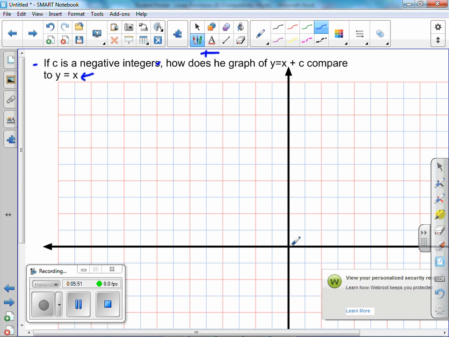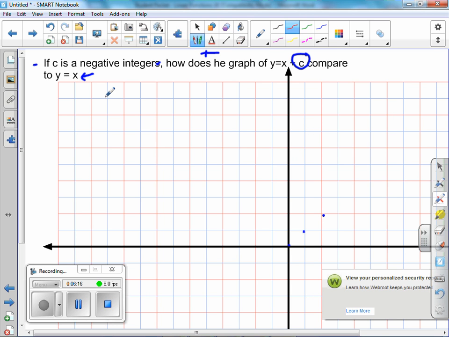So that means you could go from the origin, up 1 and over 1, up 1 and over 1, and so on and so forth, and you could connect those. But I'm not going to do that right now. So it's just telling you that c is something added to it, and it's negative. How would it compare? You may have some multiple choice, and maybe you can just explain how it compares.